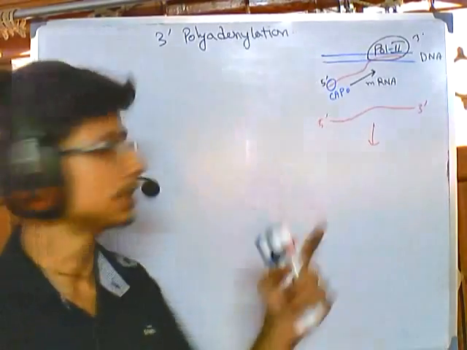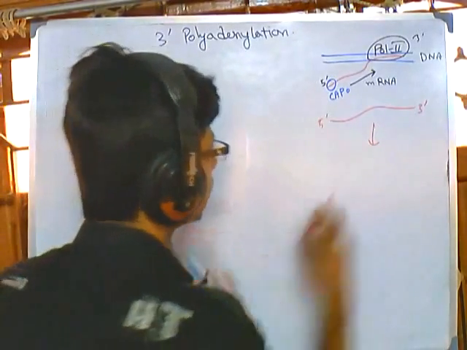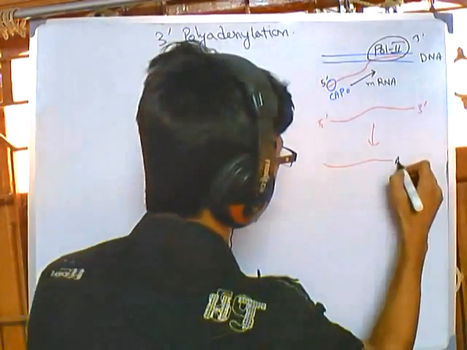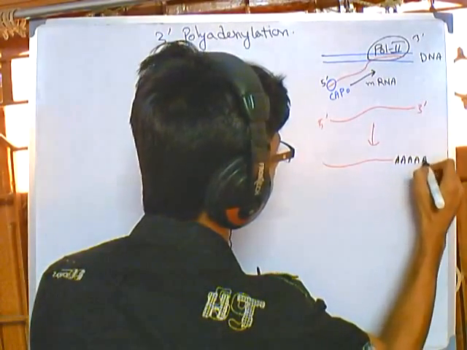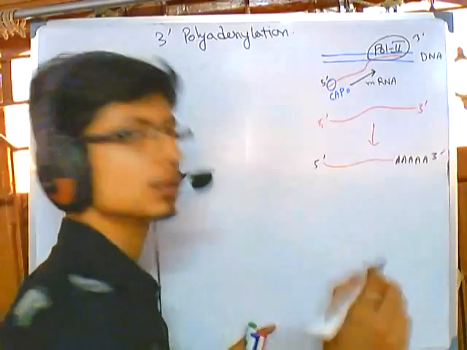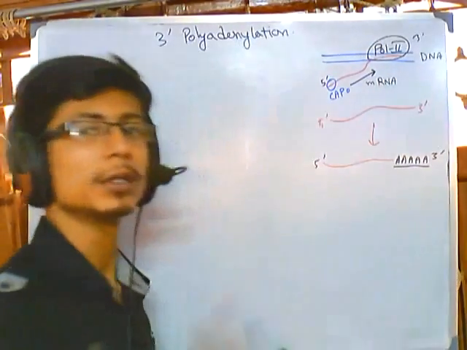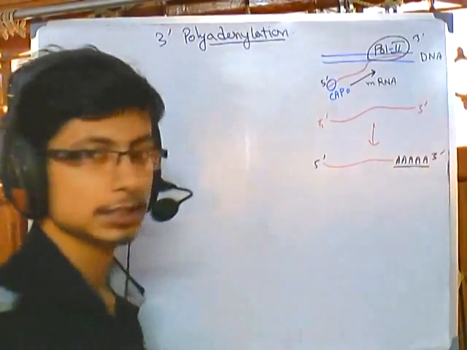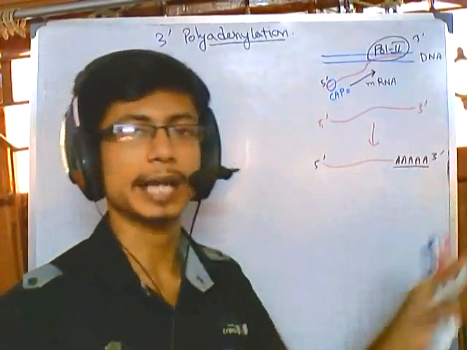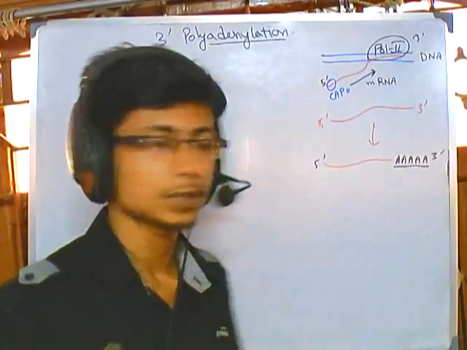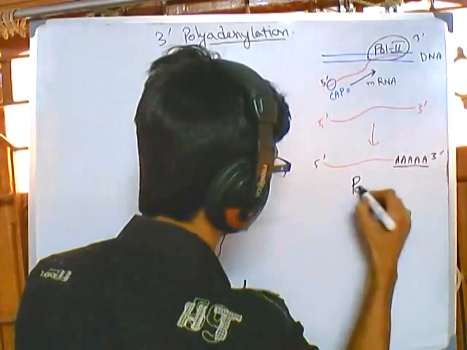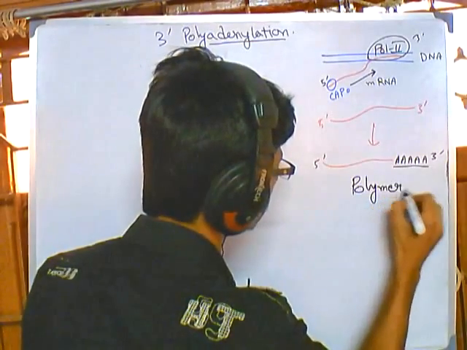That means basically we are adding adenine at the 3 prime end of the growing mRNA. So this is the modification we are looking at, and that is why it's called polyadenylation. Many adenine residues are added at the 3 prime end. So we must have access to a polymerase; from here we can say we must need a polymerase.